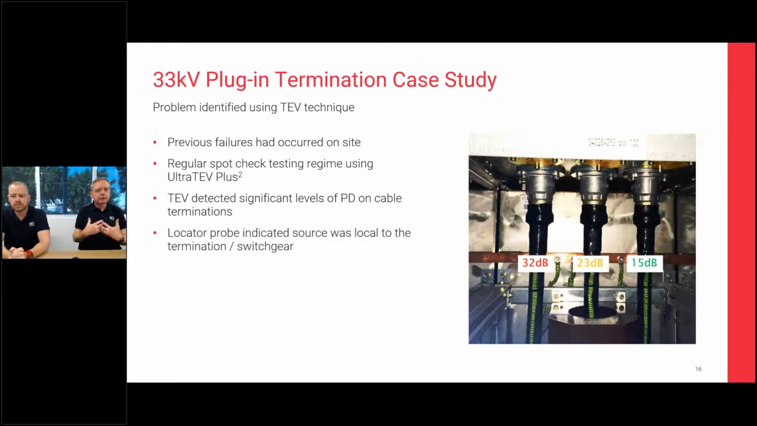The terminations, or dry terminations, will generally not cope with the partial discharge levels of, say, an old compound insulated type termination.